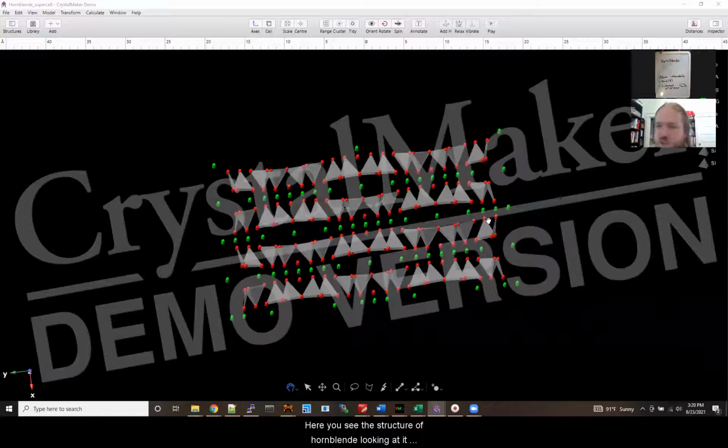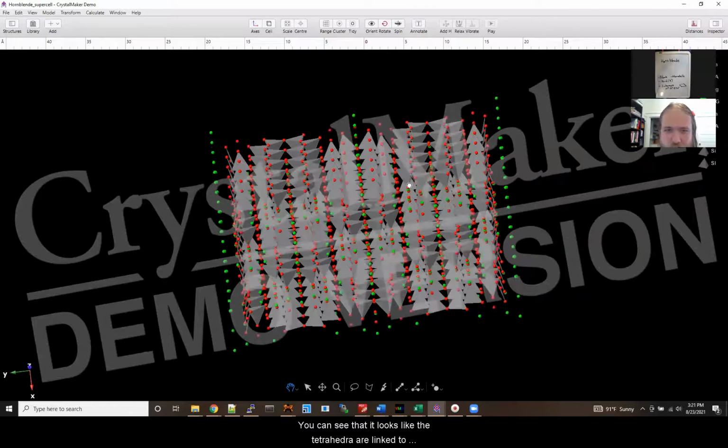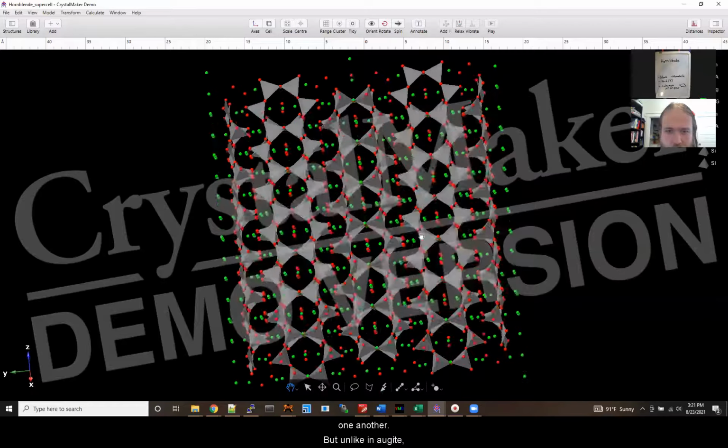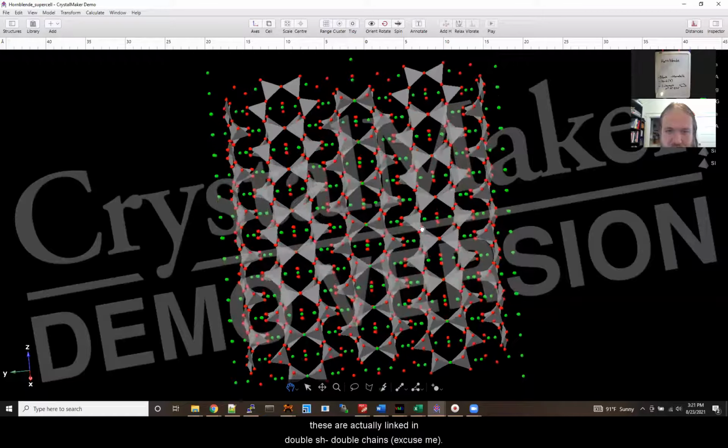Here you see the structure of hornblende, looking at it end on again, and it looks pretty similar to augite, where I've colored, once again, the silicon in gray, the oxygen linking those tetrahedra in red, and then everything else that's in there, sodium, calcium, magnesium, and iron, colored all those in green. And you can see that it looks like the tetrahedra are linked to one another, but unlike in augite, these are actually linked in double chains.